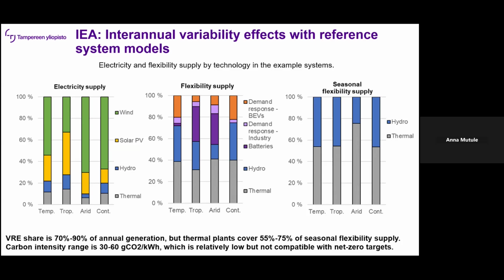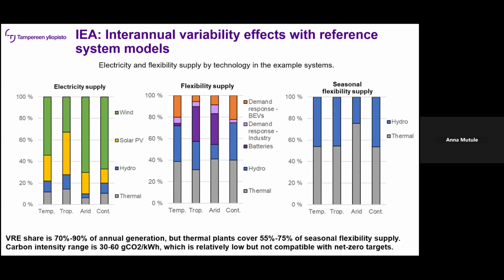The arid climate achieves a higher variable renewable energy share thanks to strong wind and solar resources. In contrast, the tropical system shows a lower share of renewables, primarily due to the long periods of low wind, which reduce investment attractiveness or efficiency. The central chart focuses on flexibility supply, showing how different technologies such as batteries, hydro, demand side management, and thermal plants contribute to system balancing.